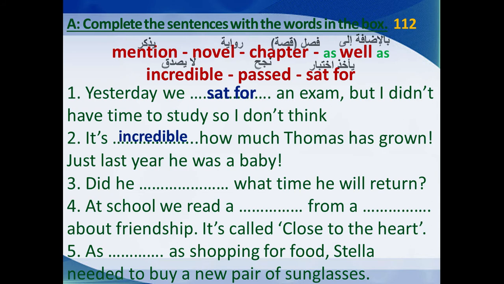Number three, did he blank what time he will return? Did he say, did he mention? Very good. Number four, at school we read blank about friendship. We read a chapter. قرأنا فصل from a novel, رواية, about friendship. It's called Close to the Heart. Number five, as well as, in addition to, also, بالإضافة إلى أو أيضا. As well as shopping for food, Stella needed to buy a new pair of sunglasses. بالإضافة إلى التسوق كانت تحتاج ستيلا أن تشتري نظارات.